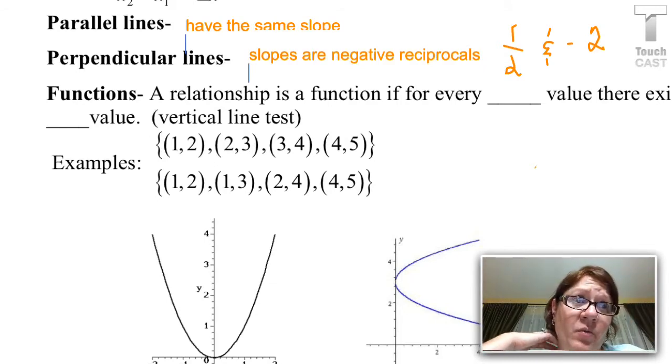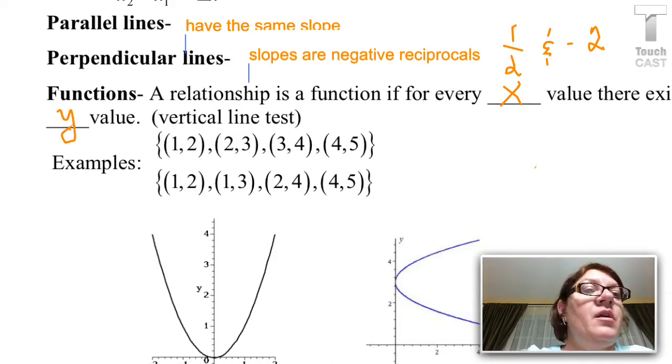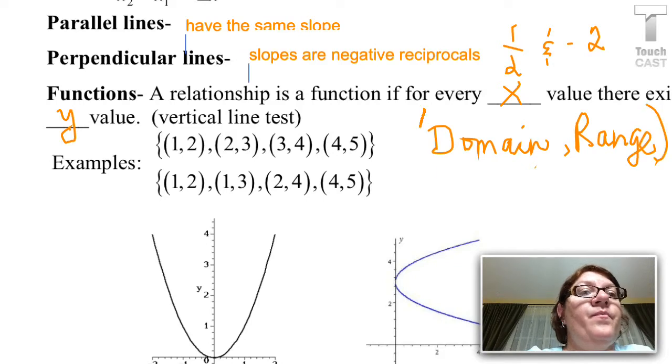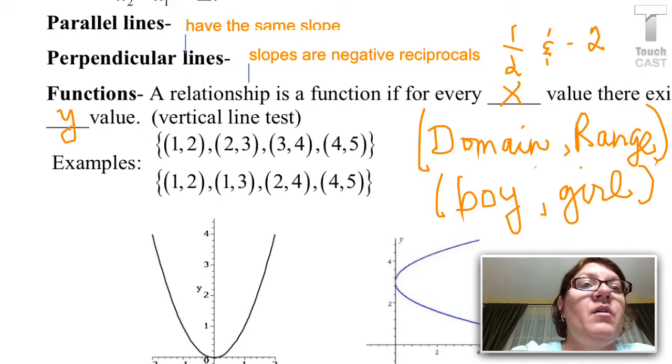A function is a relation where for every x value there is a unique y value. So here's how I have students remember it. If you look in the dictionary, x comes before y. Also, domain comes before range. So x's are the domain values and y's are the range values. And boy comes before girl, so x's are the boys and y's are the girls. And so just like in real life, we can have no cheating boys.